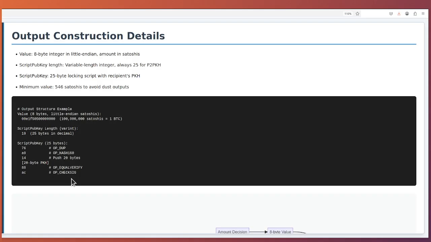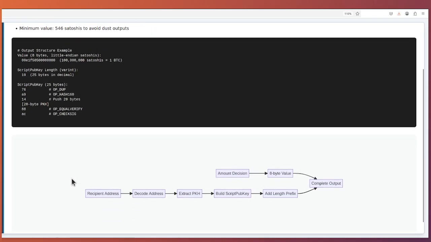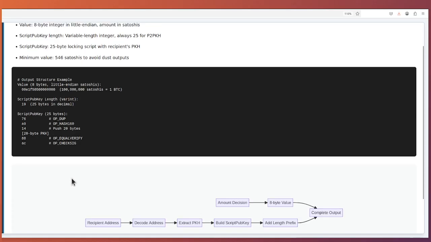Output construction details. Transaction outputs in P2PKH transactions are conceptually simpler than inputs, but their precise construction is equally critical for creating valid transactions. Each output consists of 2 main components: a value field specifying the amount of Bitcoin being sent, and a ScriptPubKey defining who can spend it.